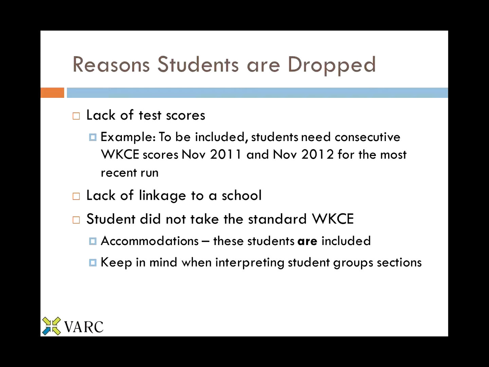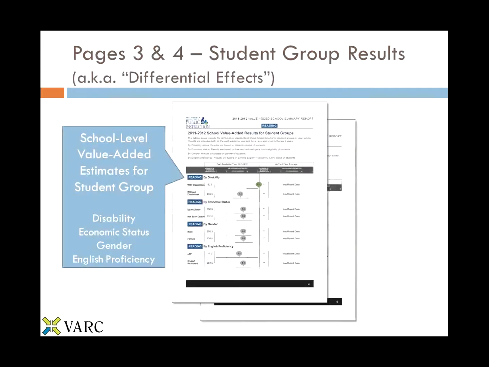This one's about if the kids have to take the standard WKCE to be included in the analysis. Students with accommodations, those are included. We didn't drop those kids. Keep in mind with special ed, for example, if a kid did not take the regular WKCE, they're not included in this analysis, even when we're thinking about the new subgroup performance, that student group differential effects page, which we're about to get to. Some people in the room had seen that before. I think this is new for absolutely everybody now, so I'm expecting more questions, and this is probably the trickiest part of the report to think about what we're doing here.